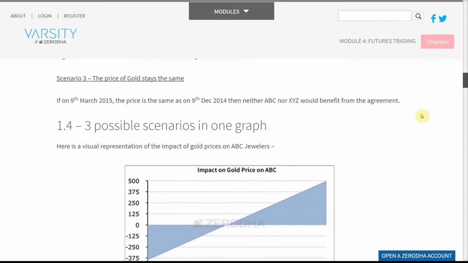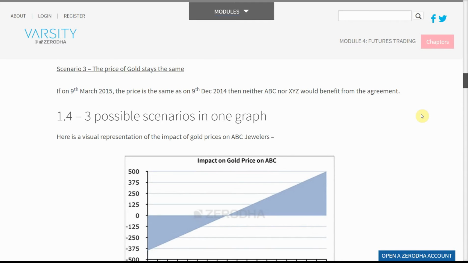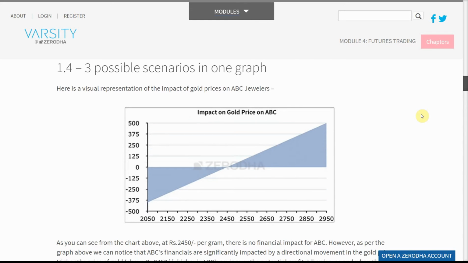Scenario 3. The price of gold stays the same. If on the 9th of March 2015, the price is the same as on the 9th of December 2014, then neither ABC nor XYZ would benefit from the agreement. 1.4 Three possible scenarios in one graph. Here is a visual representation of the impact of gold prices on ABC Jewelers.